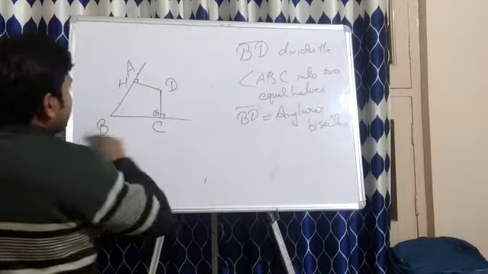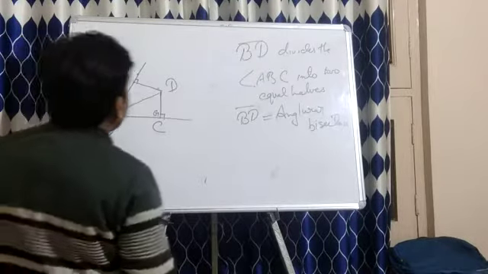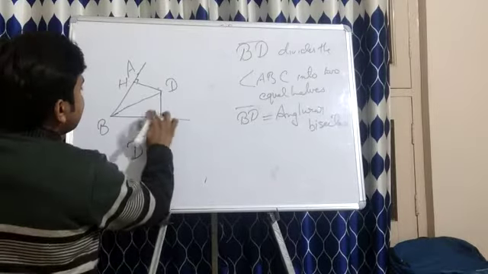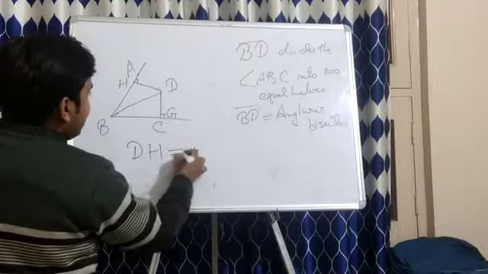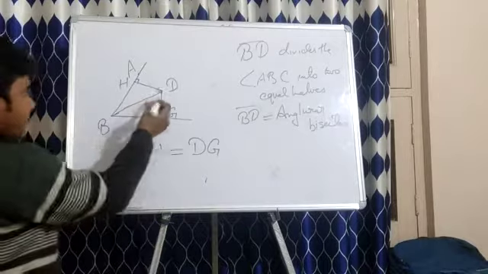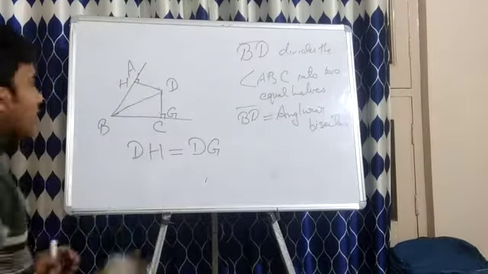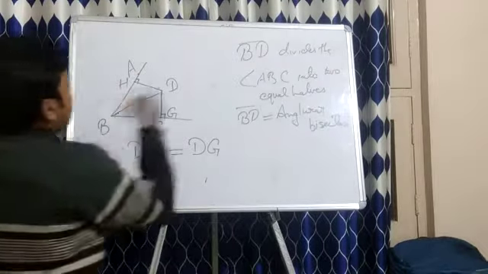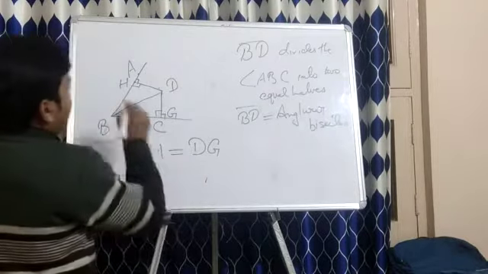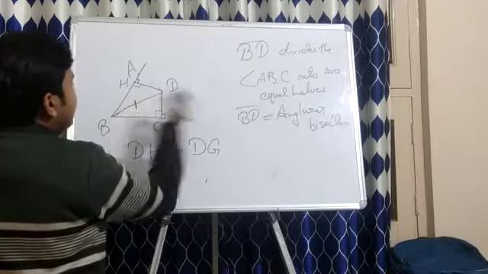Now let's join BD. Okay, now what is given to us is DH is equal to DG. This is given to us. Now what we have to prove is that point D lies on the angular bisector of angle ABC. Now again, it's not a very hard proof. Why? Let's see. Since this angle is equal to this angle, the hypotenuse BD is a common side, which is equal to itself.